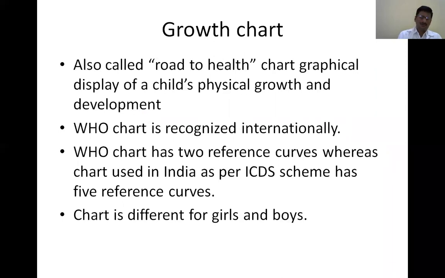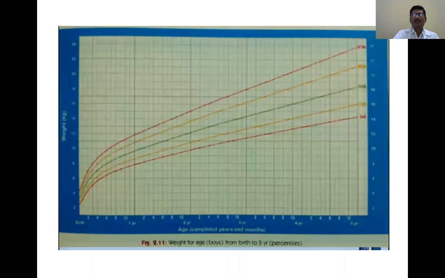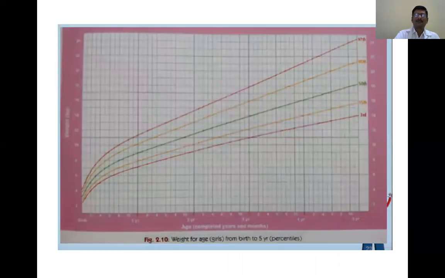Now, based on these values like height or length and weight, we try to make the growth chart. The growth chart that we have discussed in detail, otherwise called the Road to Health chart, tells about physical growth and development. These are recognized internationally by WHO and used by ICDS people, and it is different for boys and girls. I told you, pink for the girls and blue for the boys, and this was also shown in the last class itself.